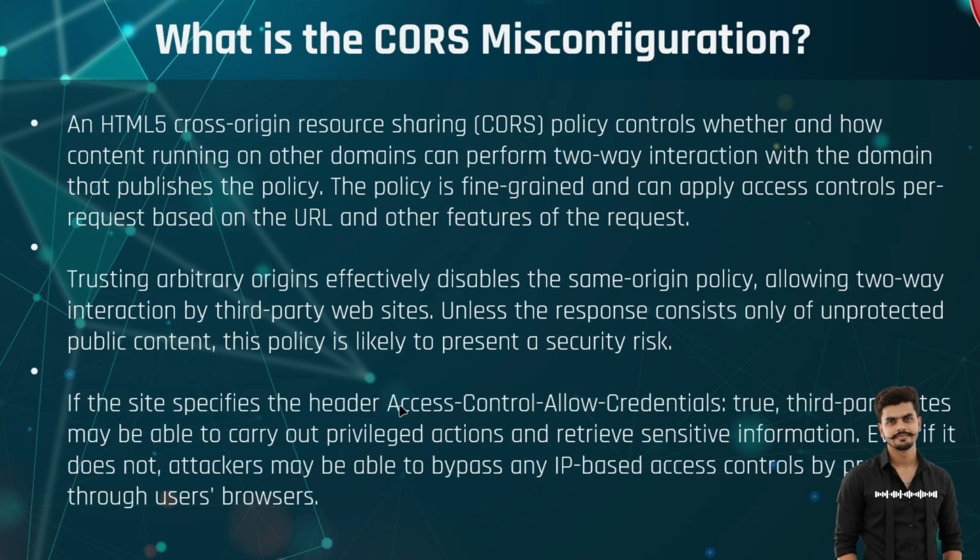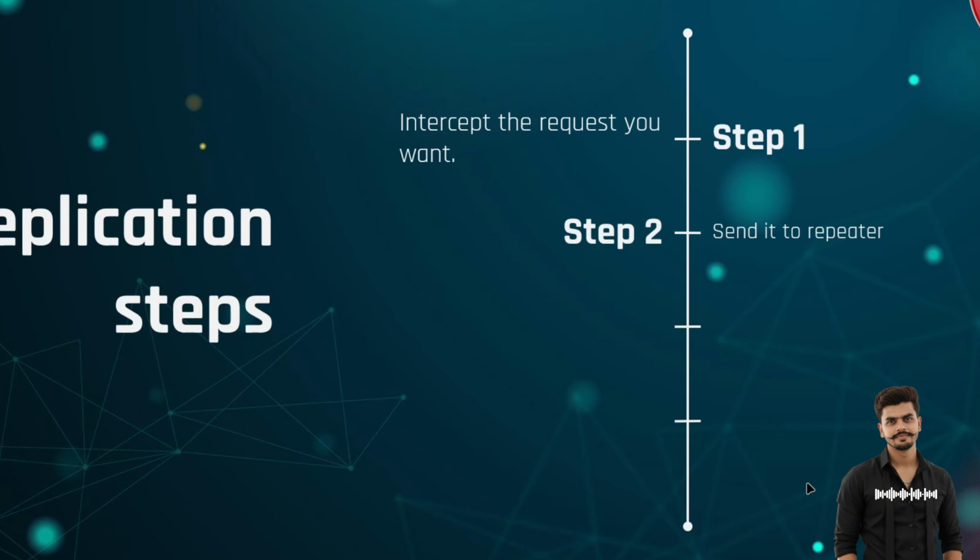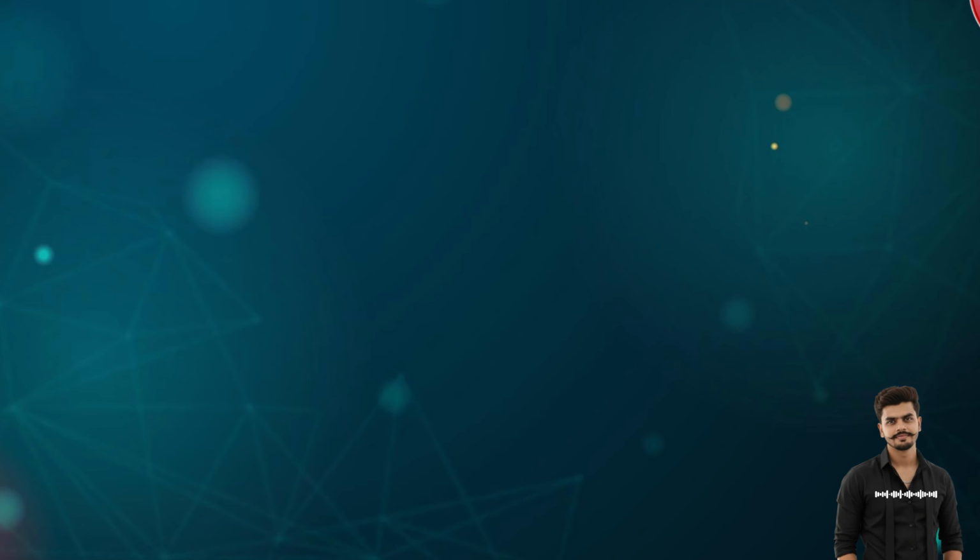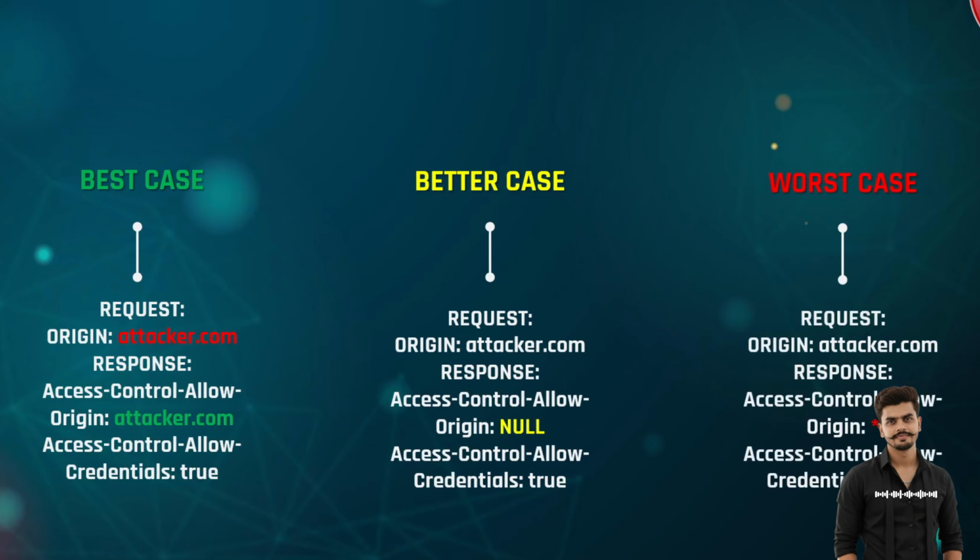So mainly, data will be fetched from third parties. And even in the request, the response part will get a special header, Access-Control-Allow-Credentials. This will help us fetch the credentials data. These are the steps. I'll show it practically. And here there are three cases: best case, better case, and worst case.